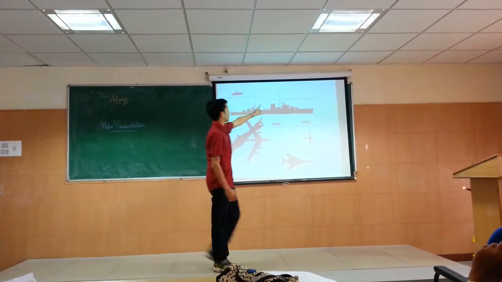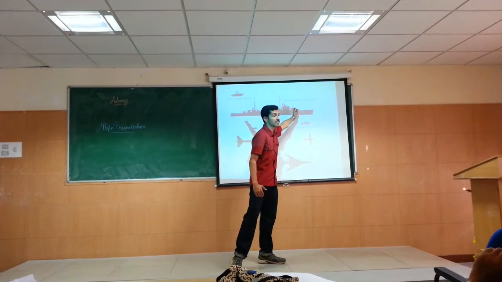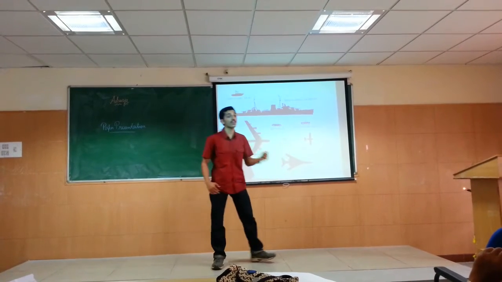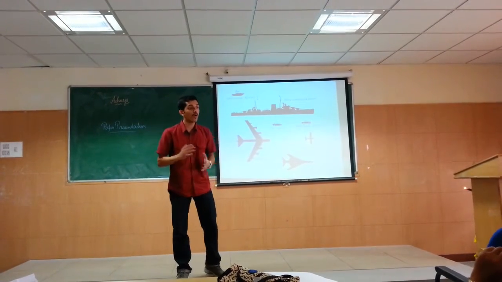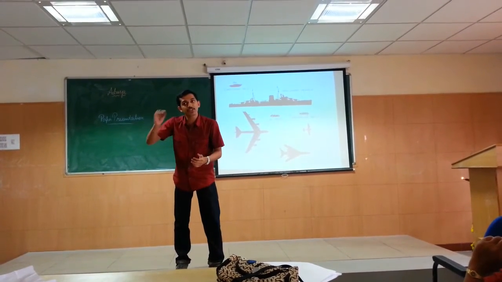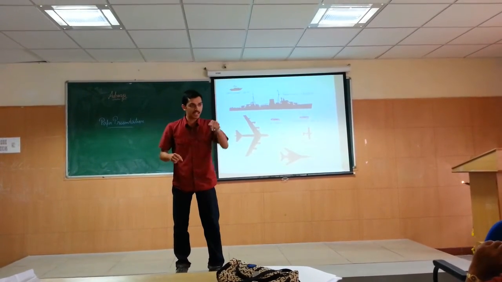Now look, the Navy cruisers have a radar cross-section of 14,000 meters square. This bicycle has a radar cross-section of 2 square meters. So now, how are you going to make an aircraft's radar cross-section 0.00001 square meters, which has been achieved currently?